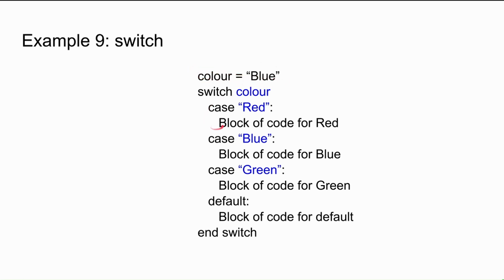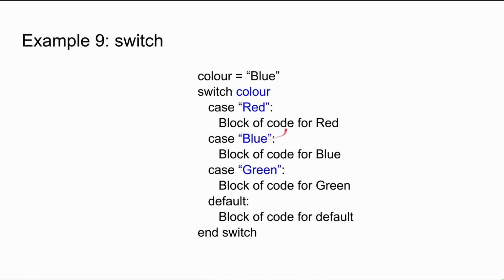So this block of code is not executed and it checks the next case. In this one, we have the value blue. So because color is equal to blue, this case is true. And the switch will execute the block of code for blue. Once this block of code is done, it will jump directly to the end switch. So the other case and the default are not even checked.